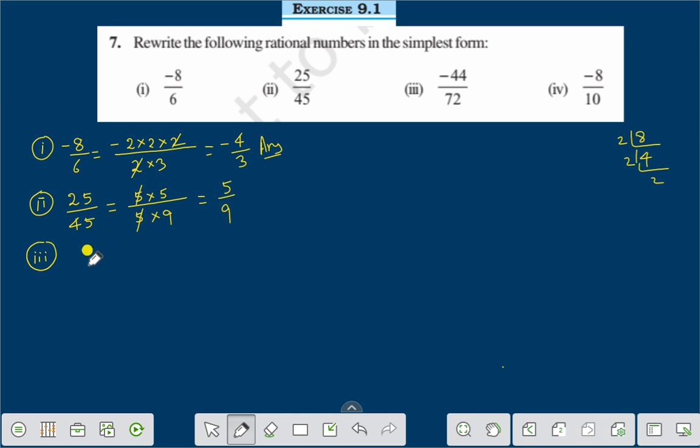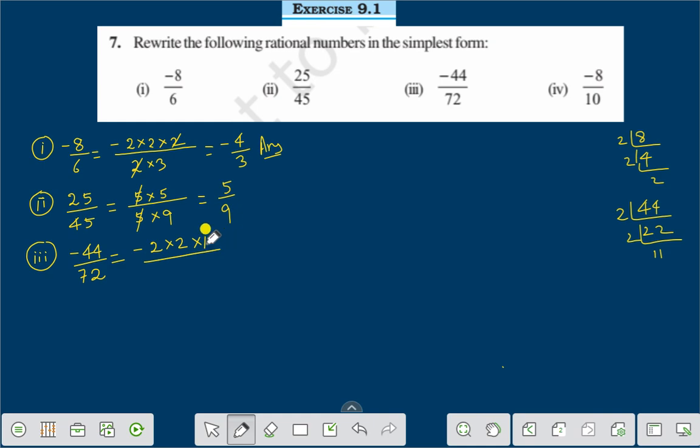Question number 3 is minus 44 by 72. Now 44 can be written as, we divide it by 2, that is 2 twos are 4, 2 elevens are 22. That comes to minus 2 into 2 into 11.